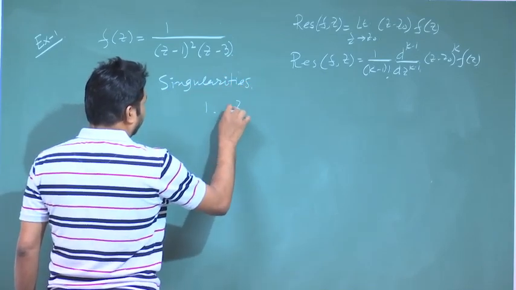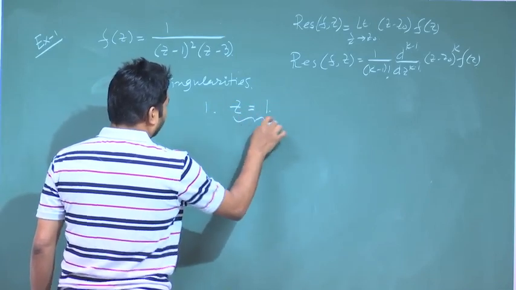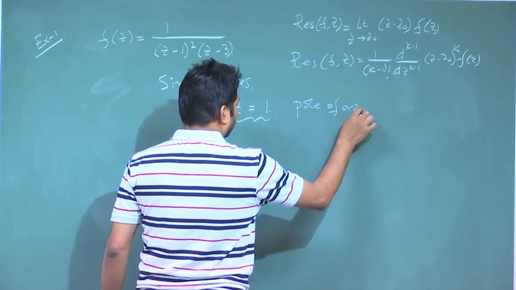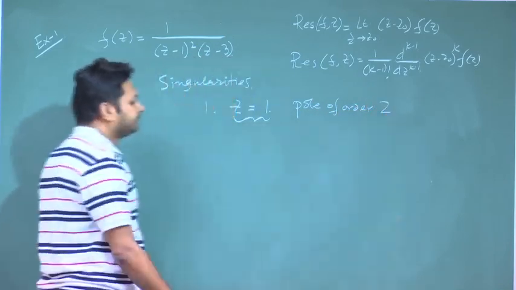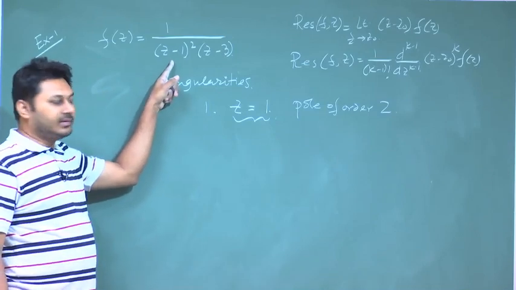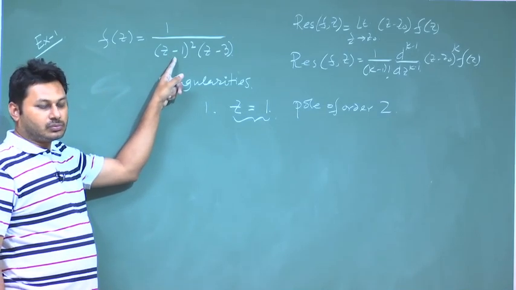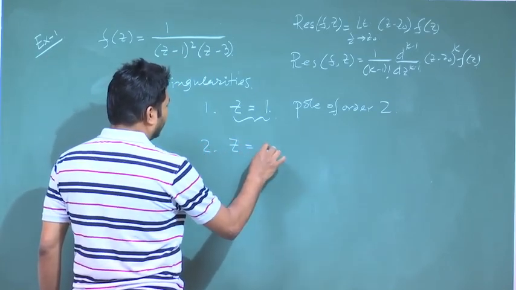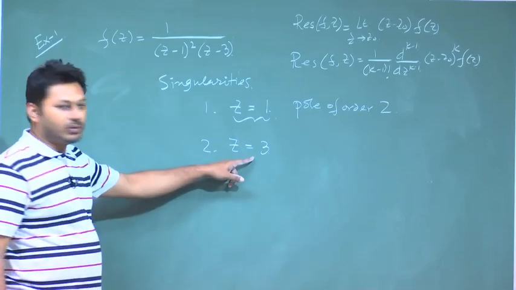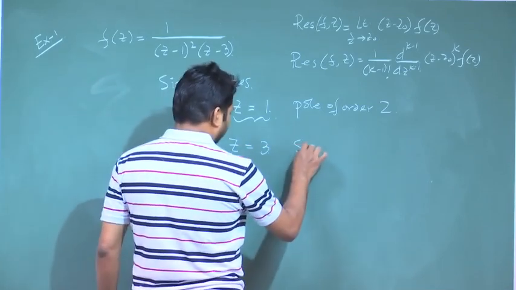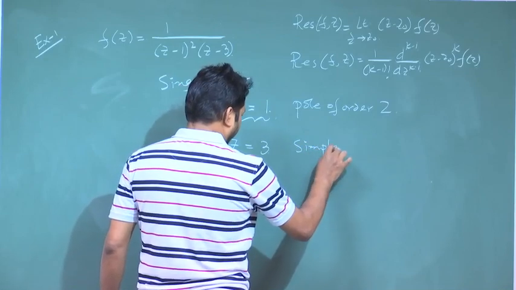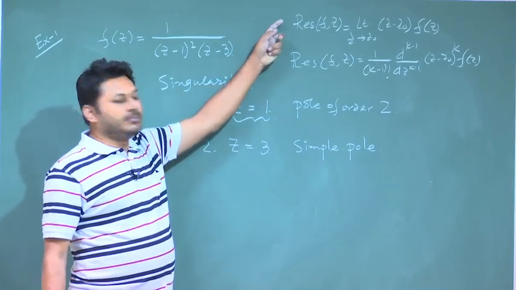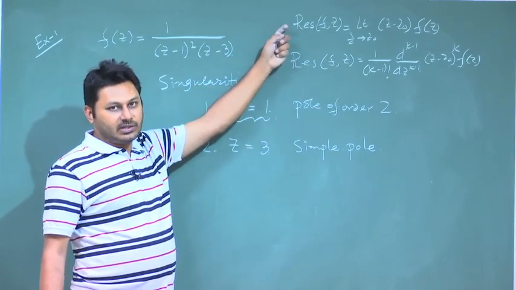One is z equal to 1, that is the first singularity, a pole of order 2. So, here this singularity is not a simple singularity, it has a pole of order 2. However, the second singularity is at z equal to 3, and it is a simple pole. The formula suggests that if it is a simple pole, the formula is quite straightforward and simple.